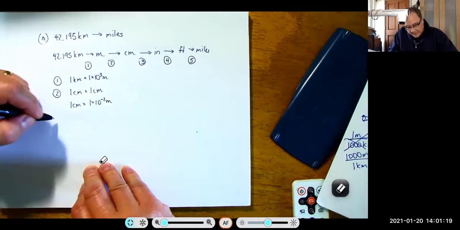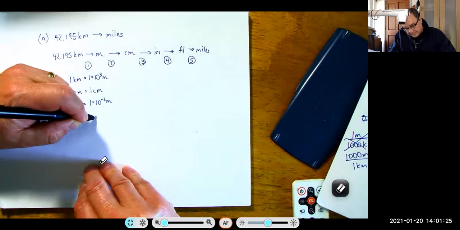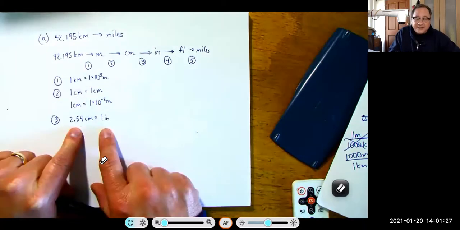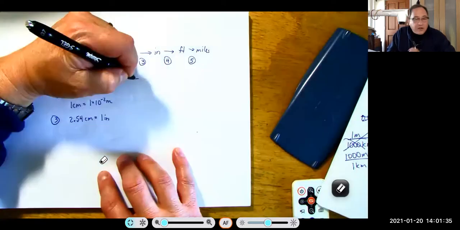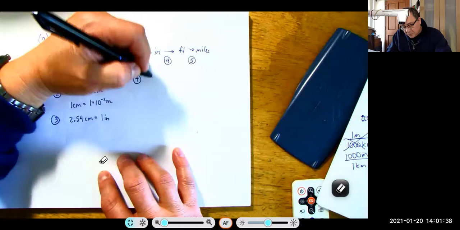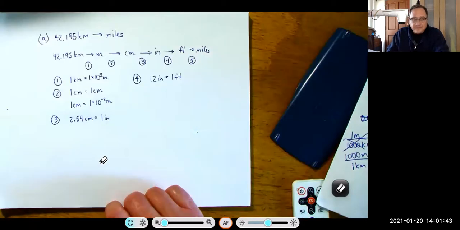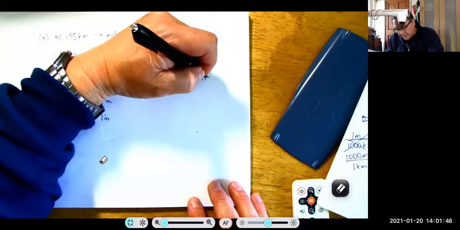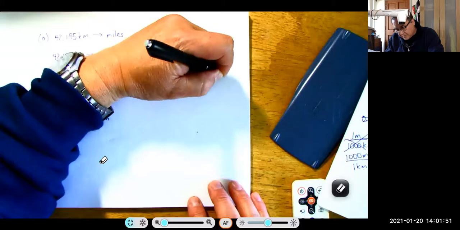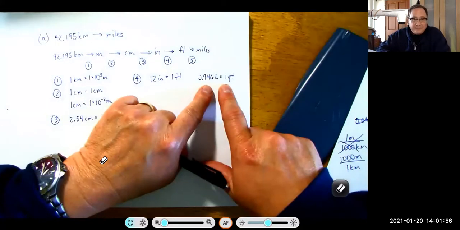Number 3, this is one you should memorize. That's exact. That's defined. Okay. Number 4, I think we all know this one. 12 inches is equal to 1 foot, right? Whereas you don't know this one. .946 liters is equal to 1 quart. You don't know that one, right?